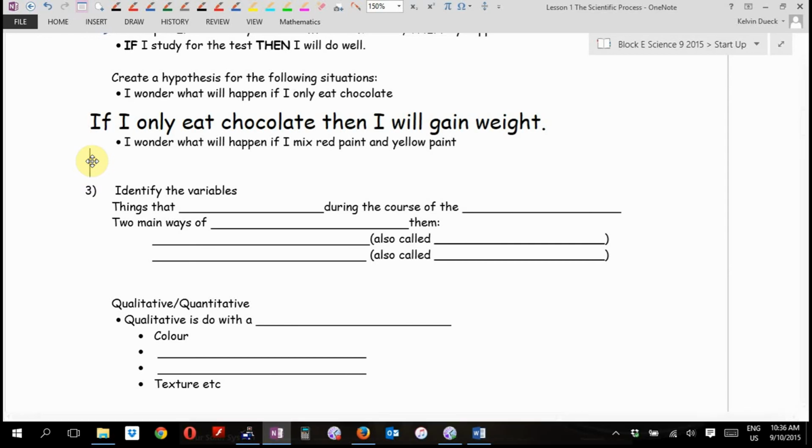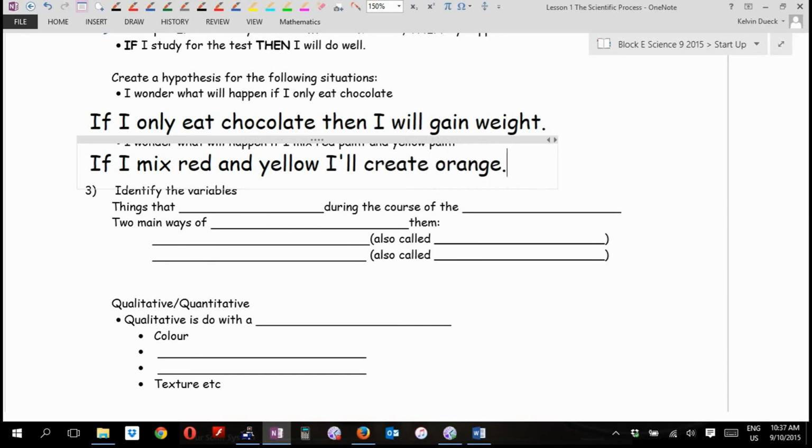I wonder what will happen if I mix red paint and yellow paint. If I mix red and yellow, I'll what? Yeah? Create orange. And that's great. Or you could even say, I'll create blue, and that would be one you would disprove, right? A lot of research right now is also disproving stuff that we thought was true, hence the acne reference.